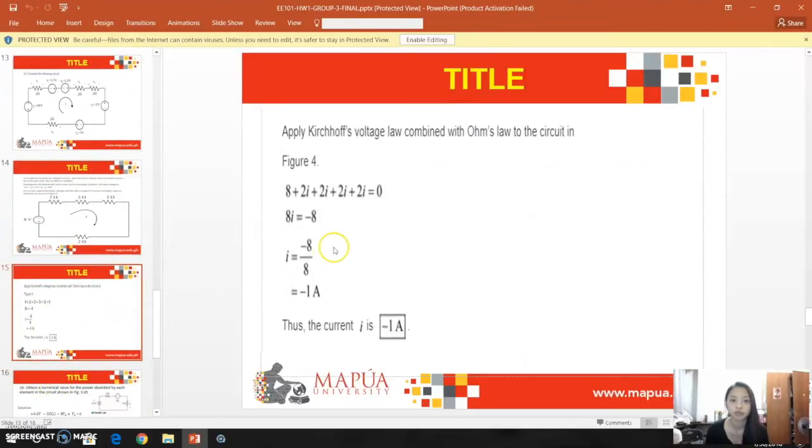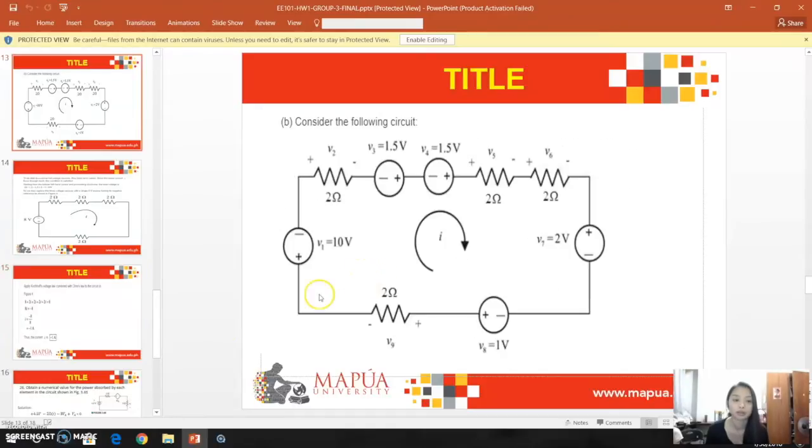Applying Kirchhoff's voltage law combined with Ohm's law to the circuit in figure 4, 8 plus 2i plus 2i plus 2i plus 2i is equal to 0. 8i is equal to negative 8. I is equal to negative 8 over 8. Our final answer is negative 1 ampere.